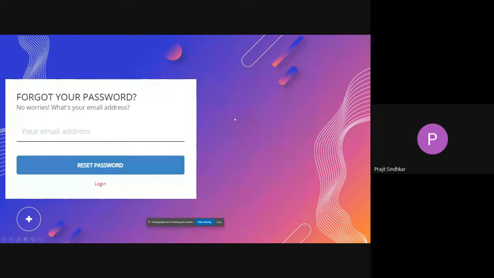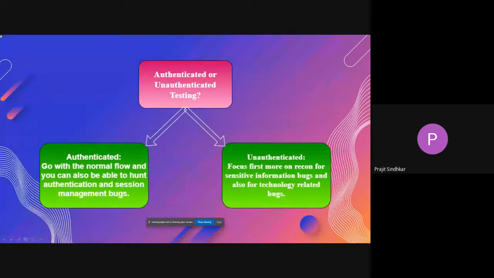Now, one topic by mistake I left here: authenticated and unauthenticated testing. This is one more classification if you are looking at a target as a website. Authenticated testing means there are many different websites in which you can log in, you can create an account and go, and there are some in which you can't even create an account, or there is a login page but it is only for specific people, or the company authorities. That is considered unauthenticated testing.